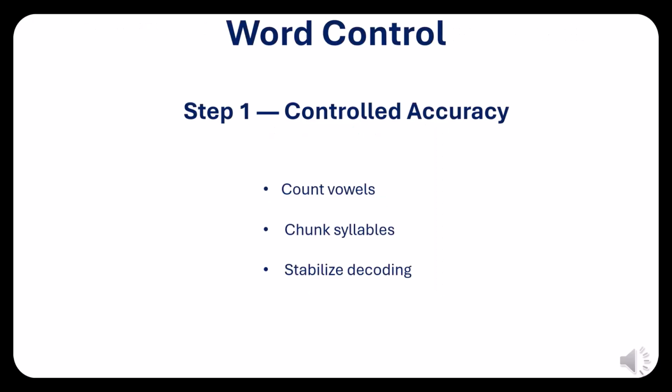At the word level, students stabilize decoding. They count vowels. They count consonants between vowels. They chunk syllables. Students always have a job. The goal is accurate, independent decoding.